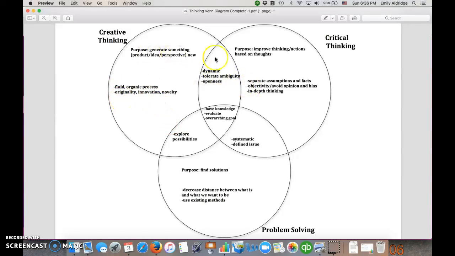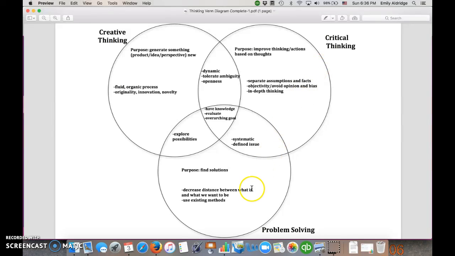Over here, if we have creative thinking and critical thinking, and we combine the two processes, it becomes more dynamic. We can tolerate ambiguity, so we can say over here on this side, well, we might not know this right now, but let's at least note this. Let's explore this possibility. And again, that ties into openness, so you can see how those two work together.